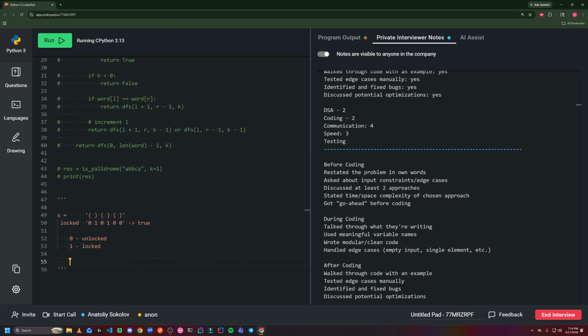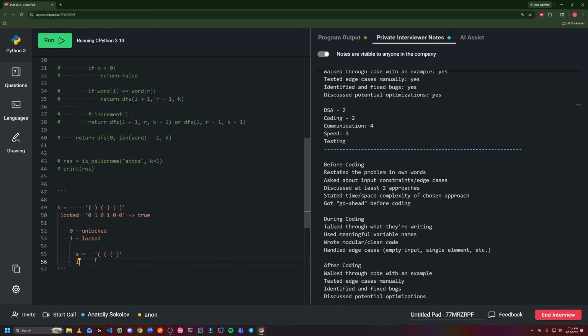And then to give you one more example, let's say we have a simple one, just like this. And this locked string happens to be all locked. Then this would be false, because this is not valid and you can't change anything. So feel free to ask anything you need to.